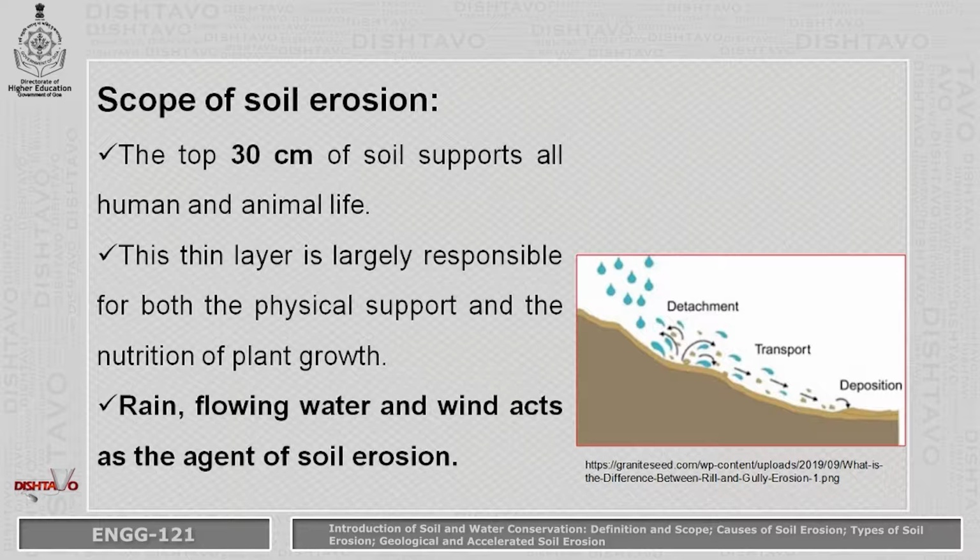Scope of soil erosion. The top 30 cm of soil supports all the human and animal life. Also, the soil is very much important for agricultural operations. This thin layer is largely responsible for both the physical support and the nutrition of the plant growth. The rains, flowing water and wind act as the agents of soil erosion. As shown in this diagram, there is a detachment of the soil particle due to the falling raindrops, and then it is transported and finally deposited at another place.